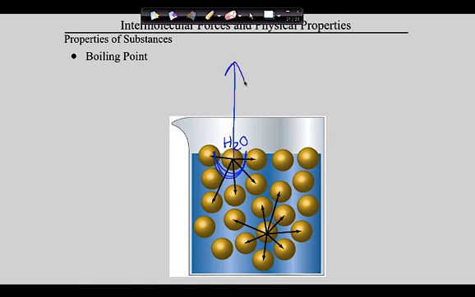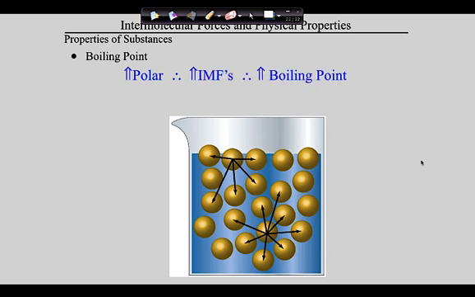In order for water to boil, those forces have got to break, and because those forces are strong in highly polar water, they'll be hard to break, and water has a high boiling point. So it goes like this. Highly polar molecules like water, therefore, have strong intermolecular forces. Therefore, they have high boiling points because they're hard to break apart.